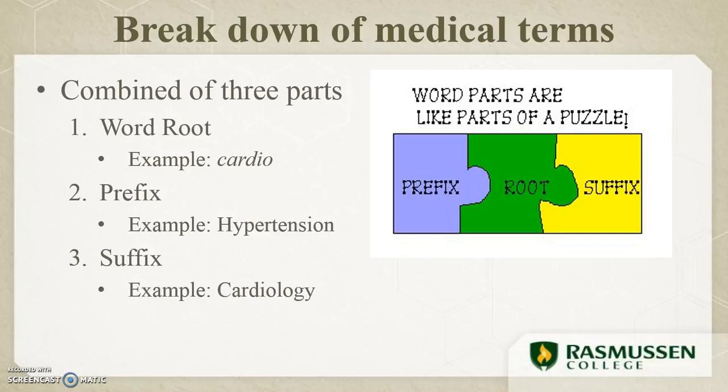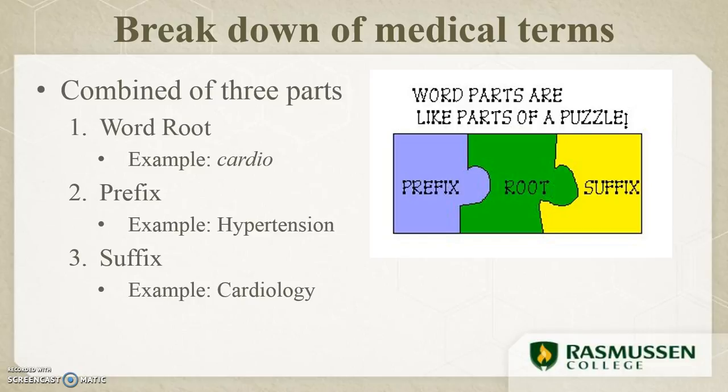Now sometimes a combining vowel is needed before you can join the suffix to the word root, or it is used when you join 2 word roots together. The combining vowel is usually the letter O, but sometimes it can be a different vowel. The purpose of a combining vowel is to make a word easier to pronounce.